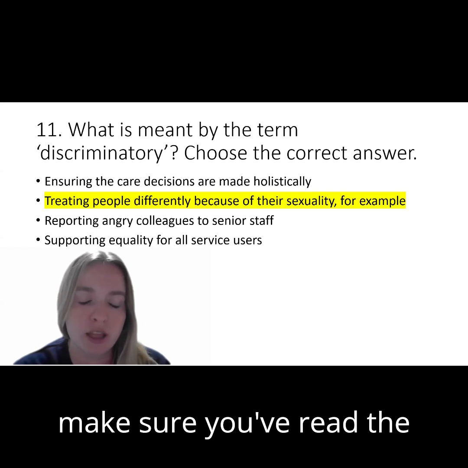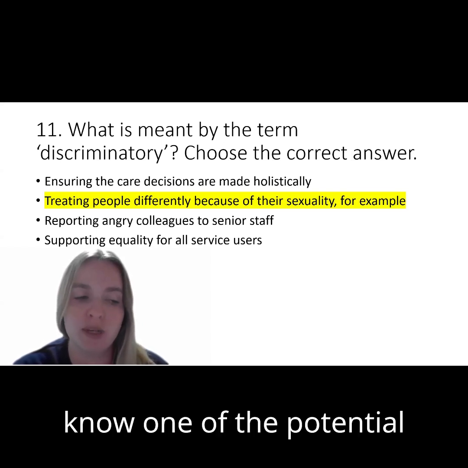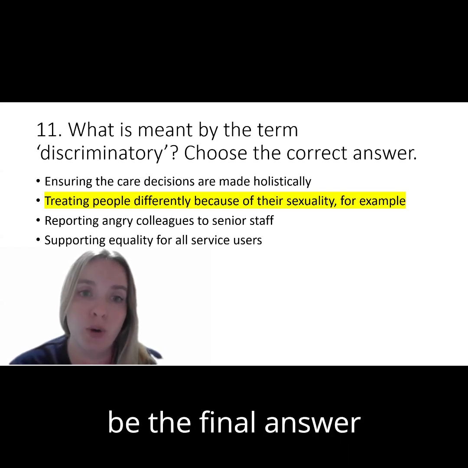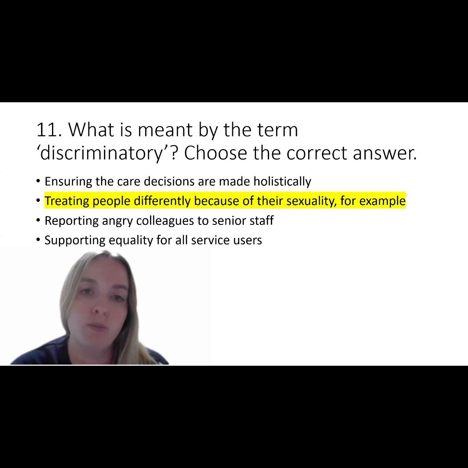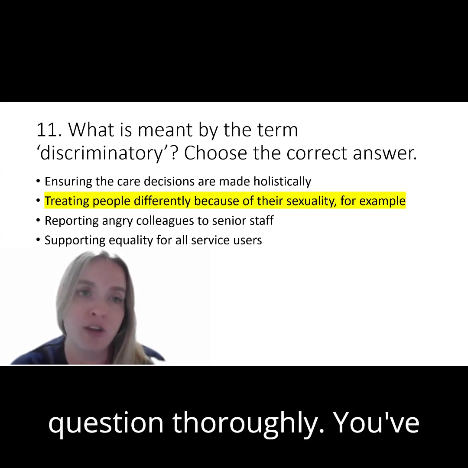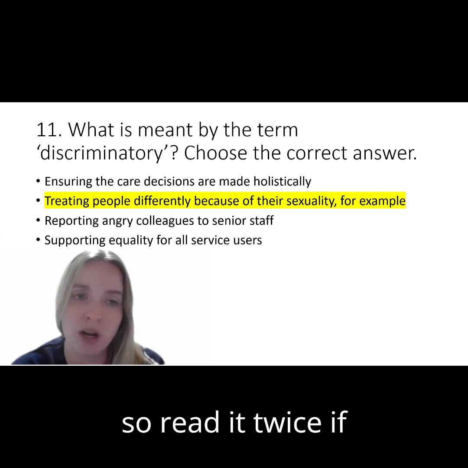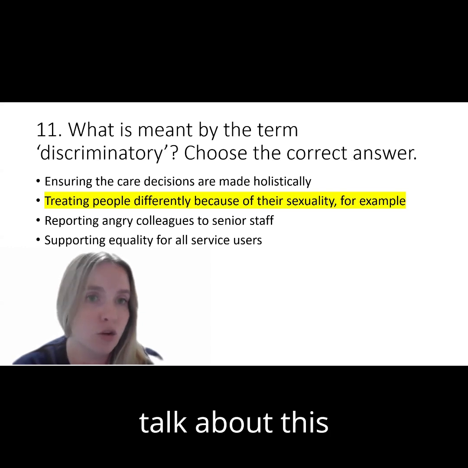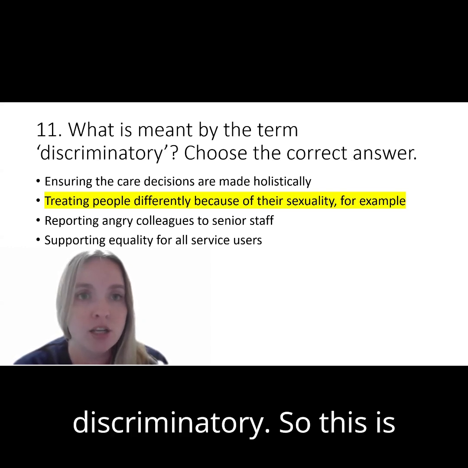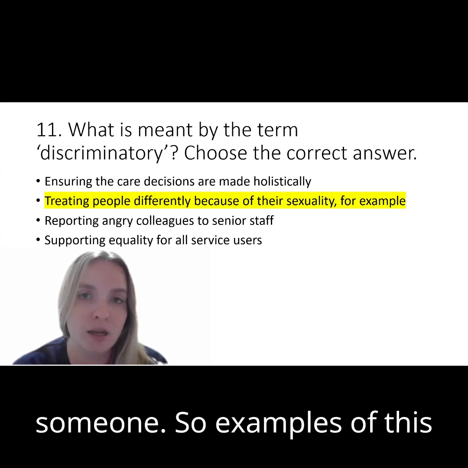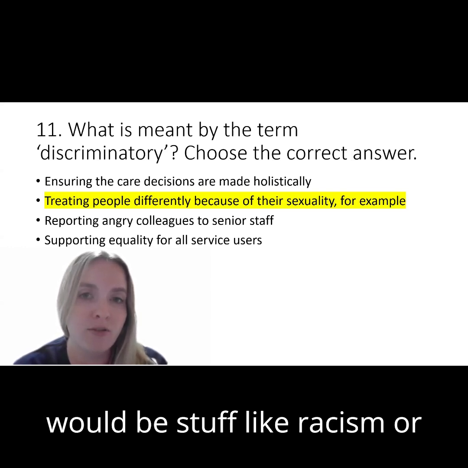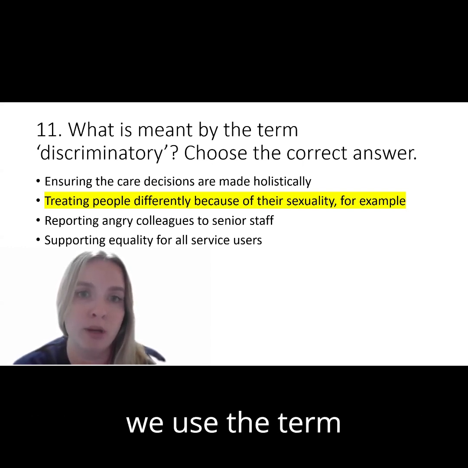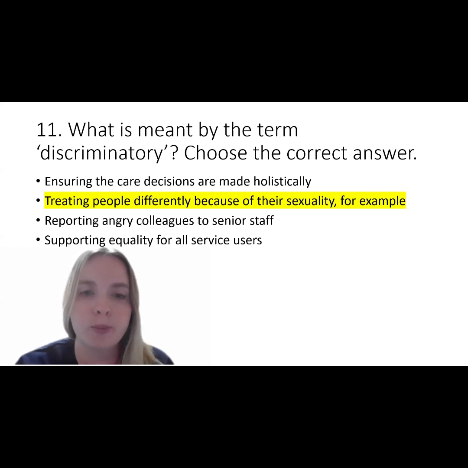So make sure you've read the question clearly, because I know one of the potential answers, if you're going through quickly and if you're rushing, could be the final answer, supporting equality. But make sure you read the question thoroughly. You've got plenty of time in this exam, so read it twice if necessary. You can always flag questions and review them at the end. So let's talk about this. Discriminatory. So this is when you discriminate against someone. So examples of this would be stuff like racism or sexism. Okay? So that's what we're talking about when we use the term discriminating.